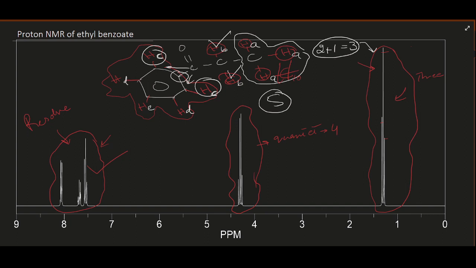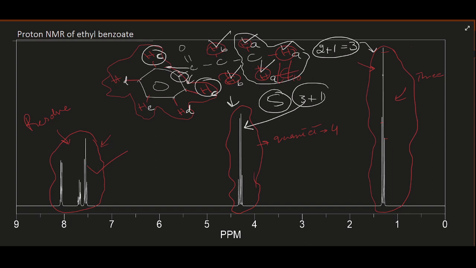So on the second one, let's discuss the peak of the HB proton. You will not look at the HB proton itself, but you will look at the neighborhood of this HB proton, that is, how many protons are present in the neighborhood. So there are 1, 2, 3 protons present in the neighborhood, and 3 plus 1 is 4, so it will give us a quartet. You have to always add 1 to the number of protons.